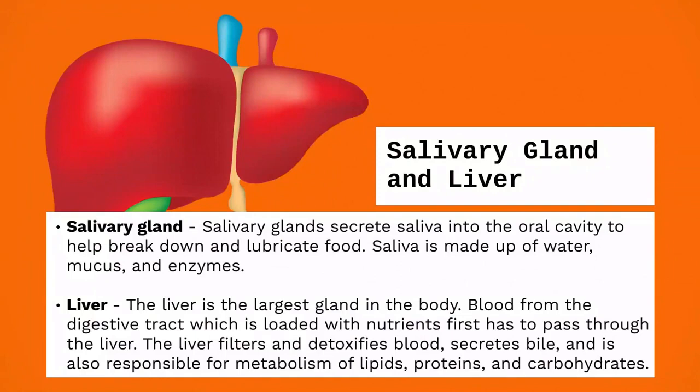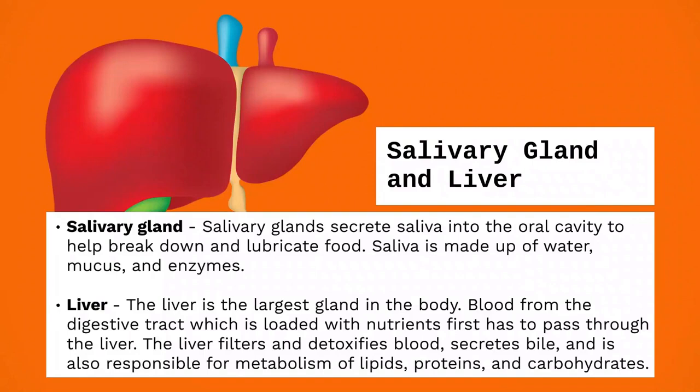Then we have our salivary glands and our liver. So the salivary glands secrete saliva into the oral cavity to help break down and lubricate food. Saliva is made up of water, mucus, and enzymes, so that as you're chewing, doing that mastication, you can go ahead and start breaking up your food and digesting it.